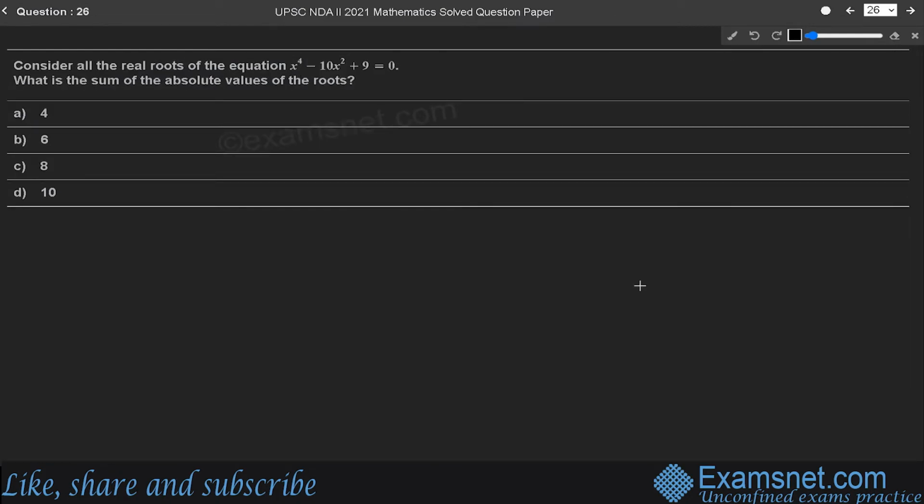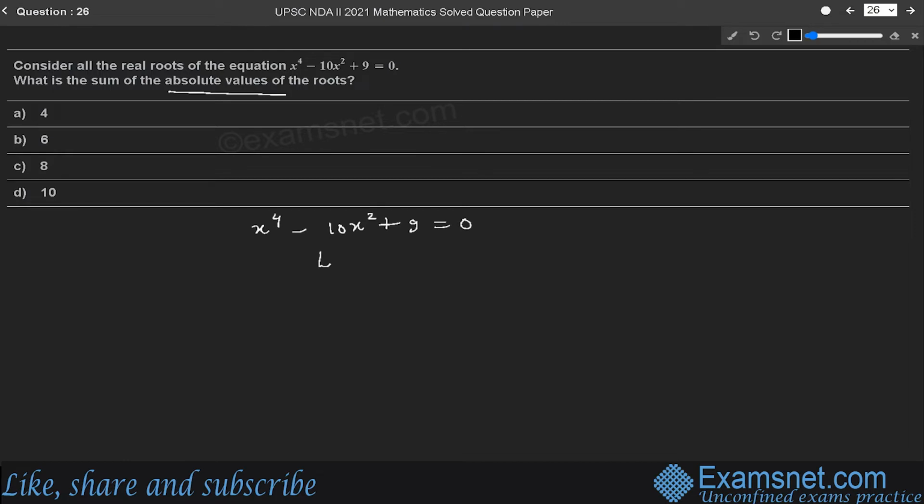Next question is, consider all the real roots of the equation x to the power 4 minus 10x square plus 9 is equal to 0. What is the sum of the absolute values of the roots? See, this is a different question. Question says about the absolute values. Given equation is x to the power 4 minus 10x square plus 9 is equal to 0.